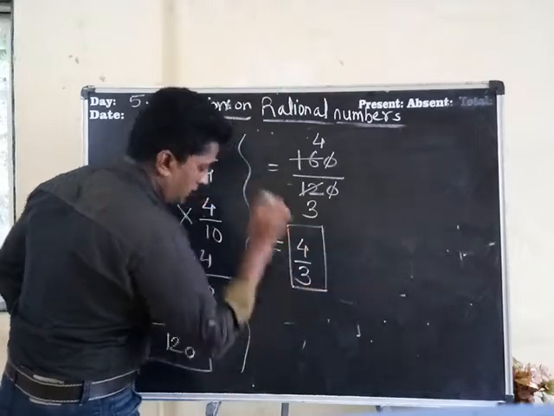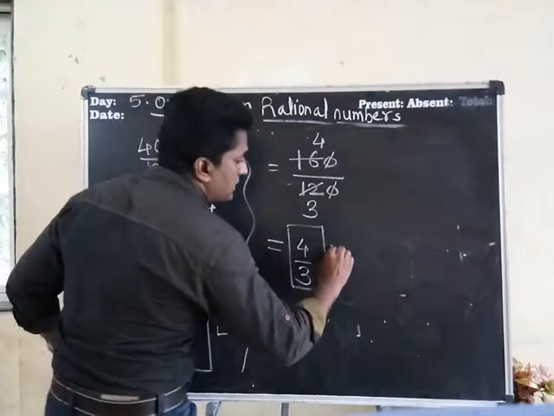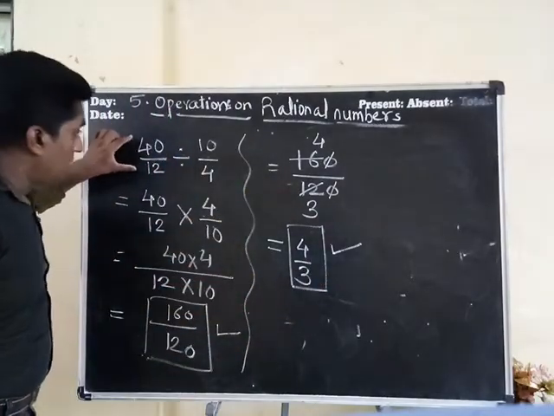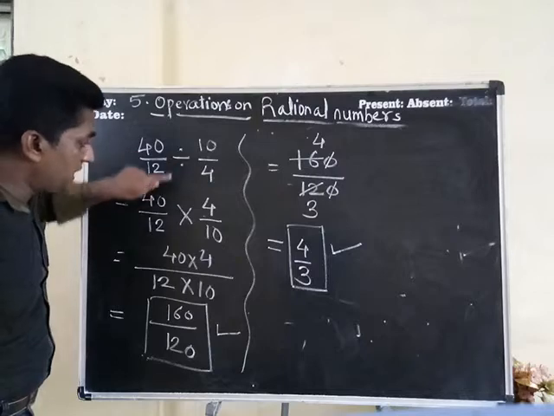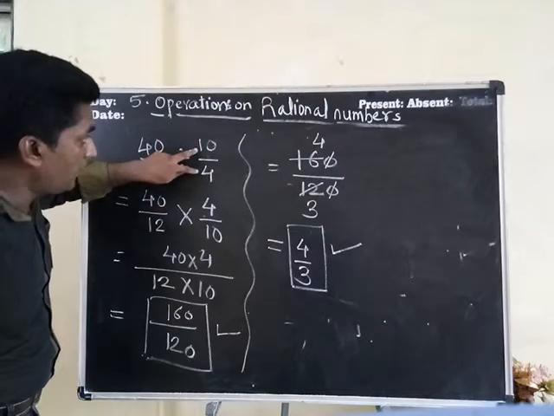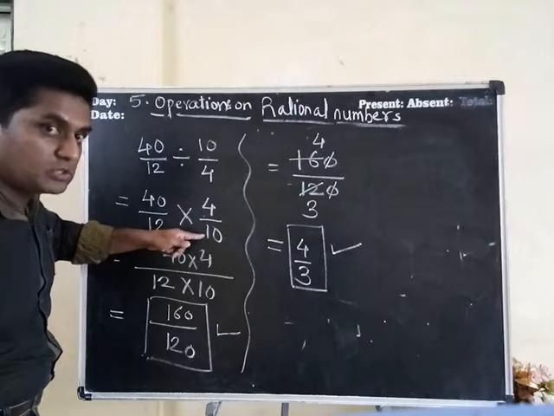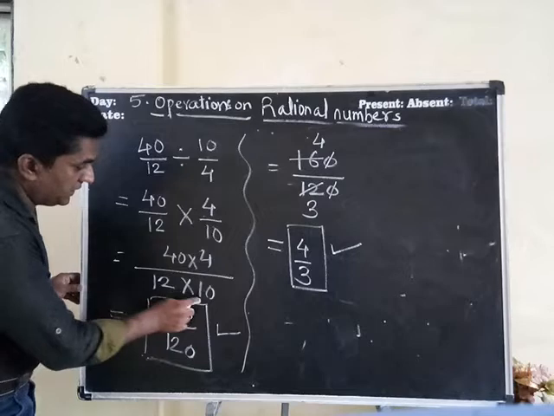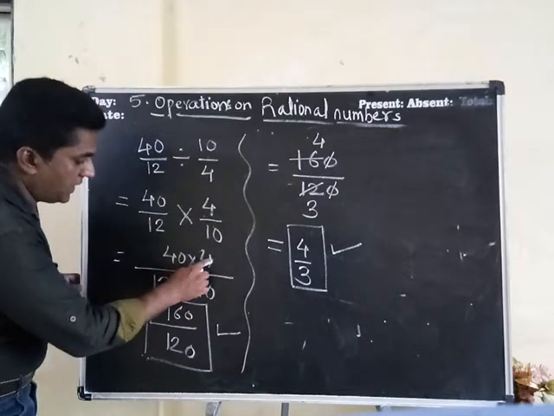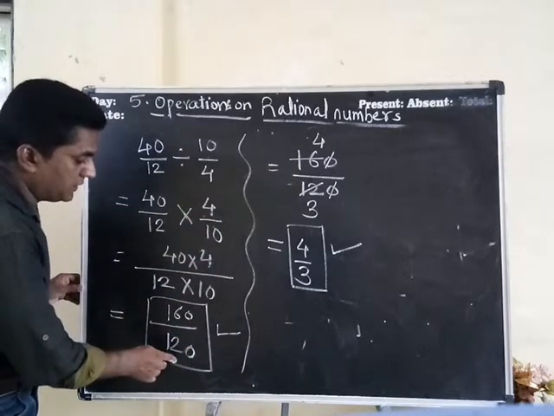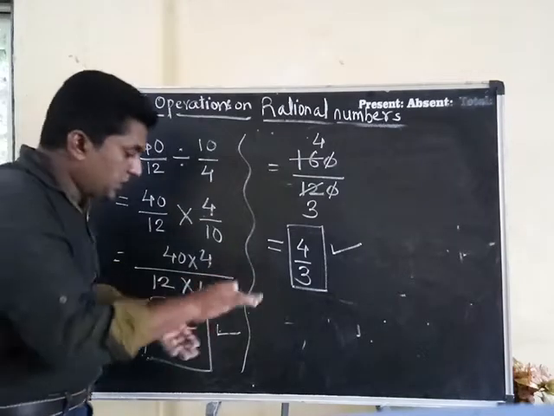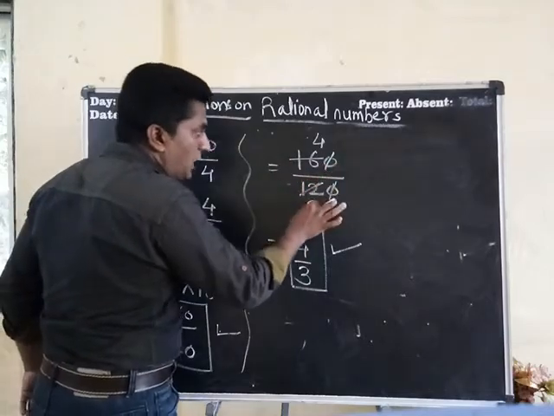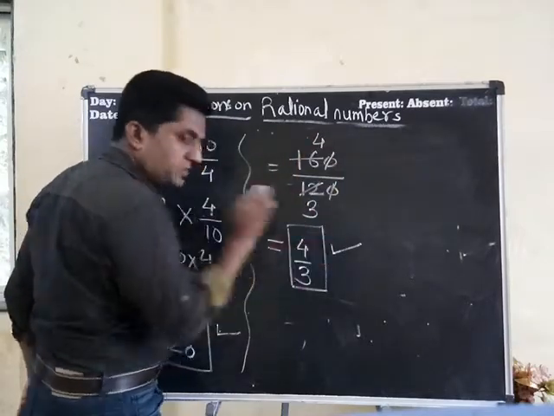See, these two answers. This is also right, this is also right, but this is big and this is the reduced form. What I did for division? First fraction as it is. Division became multiplication and 10 upon 4 became 4 upon 10, which is called the reciprocal. Then what you did? 4 4s are 160, 12 10s are 120. This is the right answer. If you want to reduce it, 0 0 gone. 4 3s are 12, 4 4s are 16. So 4 upon 3 is your answer.